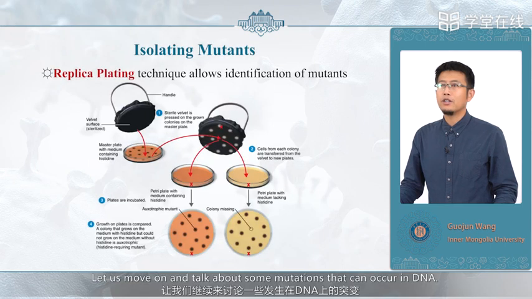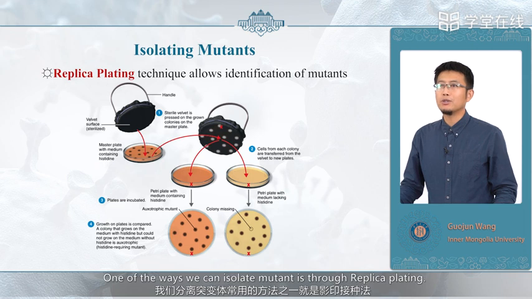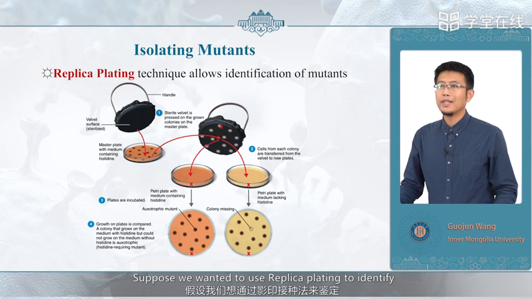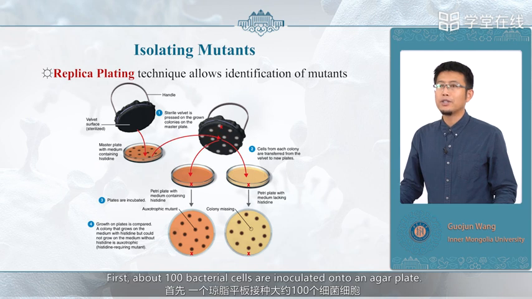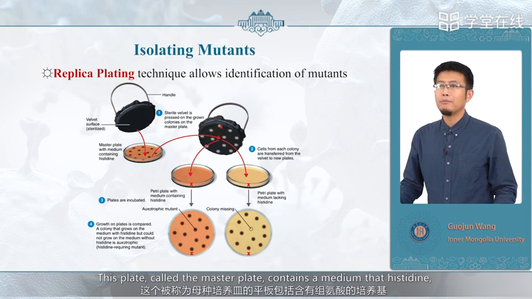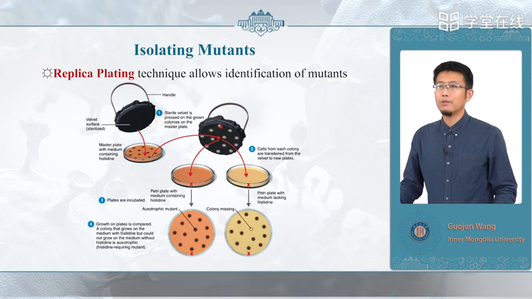Let us move on and talk about some mutations that can occur in DNA. One of the ways we can isolate a mutant is through replica plating. Suppose we wanted to use replica plating to identify a bacterial cell that had lost the ability to synthesize the amino acid histidine. First, about 100 bacterial cells are inoculated onto an agar plate. This plate, called the master plate, contains the medium with histidine on which all cells will grow. After 18 to 24 hours of incubation, each cell reproduces to form a colony.